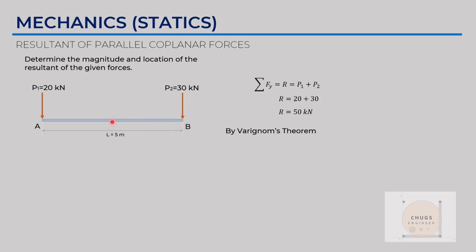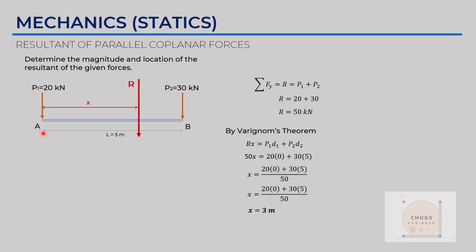Okay, by Varignon's theorem, we will be discussing Varignon's theorem, that is Rx, where R is your resultant and X is the location of your resultant, and equals P1 times D1 plus P2 times D2. So, ibig sabihin, parang nag-moment tayo dito sa A. Okay. So, paano ba yan? This 50x, your resultant, is equal to P1. Yung P1 mo is 20, the distance from A is 0, that's why 0. Plus 30 times the distance of P2, which is 5, kasi distance from A to B is 5 meters. So, we have the answer of 3 meters. So, 3 meters from A. That is your X, that is your location for your resultant force.